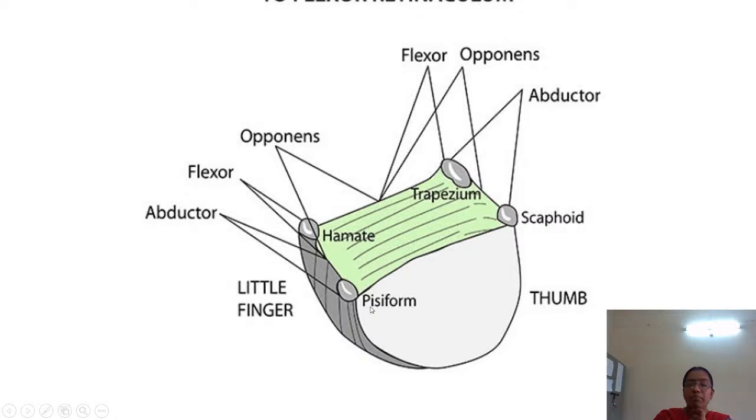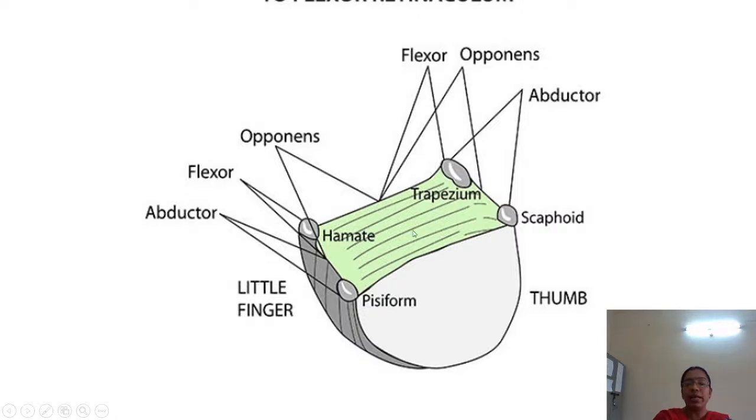So pisiform, hamate, scaphoid, trapezium, these are all the carpal bones which are present at the wrist joint. So the flexor retinaculum, which is a thickening of the deep fascia, is attached medially to the pisiform and hook of the hamate, and laterally to the tubercle of the scaphoid and crest of the trapezium. By means of the flexor retinaculum, the whole of your carpal groove is converted into the tunnel.